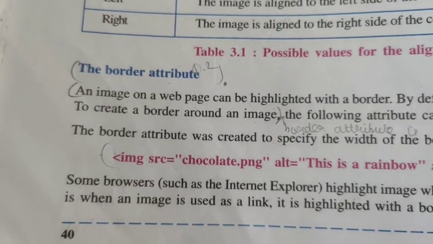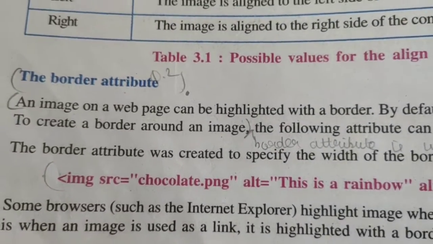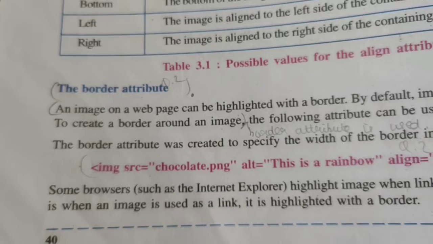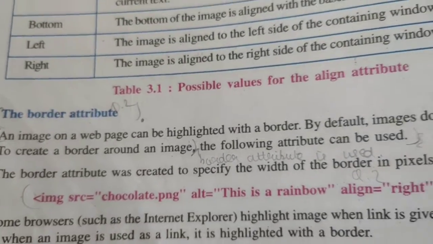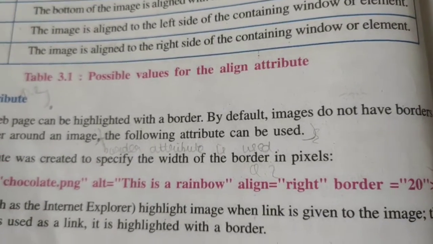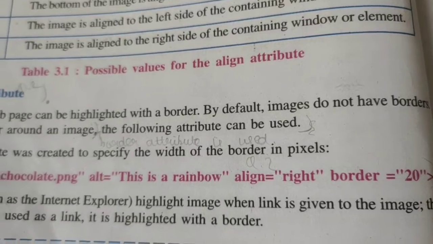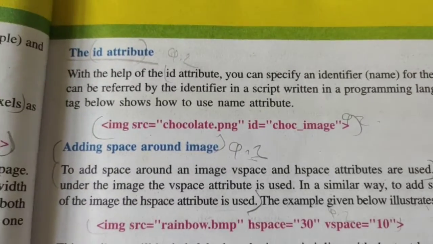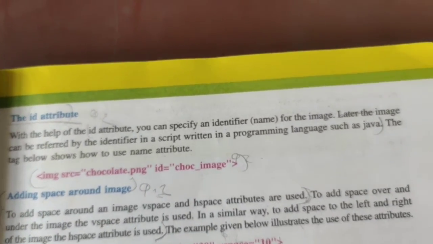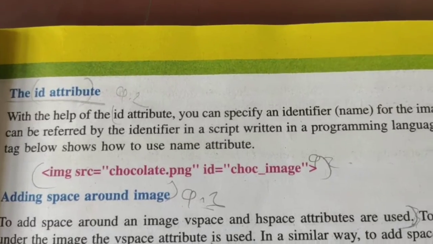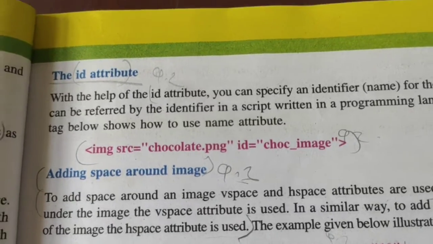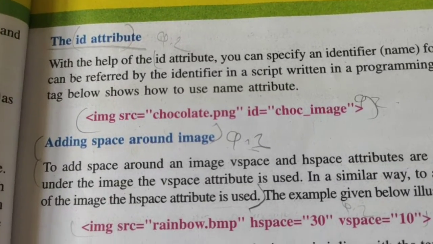Border attribute: an image on a web page should be highlighted for looking attractive. For that, first the source image tag, alt, the description of the image, align, right or left, and border, what inches of border you want, you have to describe. Then after border comes the ID attribute, which helps to define your image with an identifiable mark. First the source image tag and then the ID, for example cock image, whatever ID you prefer. It is an identical mark given to your image by this tag.